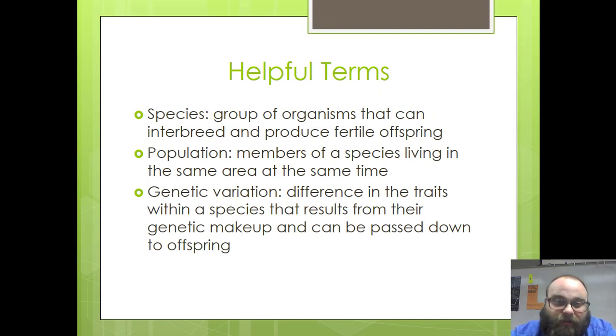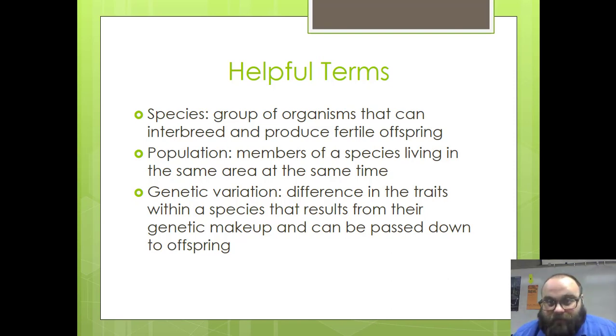Before we get started, I should talk about some terms that'll make a little more sense as we go. The word species, you're going to hear this word a lot. A species is a group of organisms that can interbreed with each other and produce fertile offspring. It is the smallest unit of classification that we have in biology. A population is all of the members of one species that live in an area.